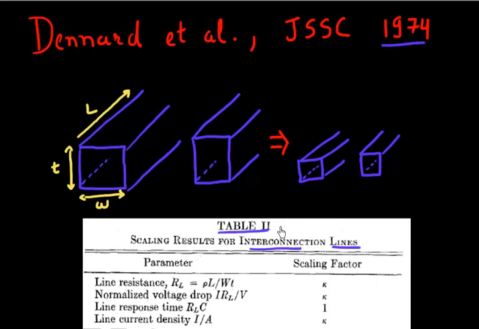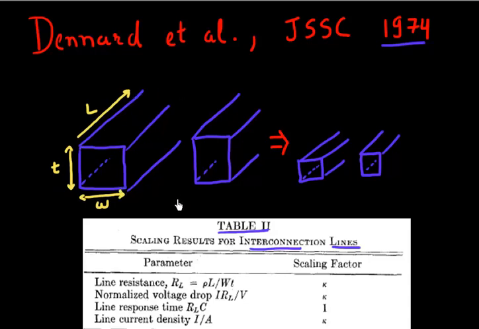So this paper has another table, which probably didn't become as famous as the first table, but it's equally important. And what he said, when he looked at the scaling of the interconnect, was, now assuming that you're scaling your transistor, you need to scale all your interconnect dimensions as well. So you need to scale your width, your interconnect height, as well as the total length of the interconnect.